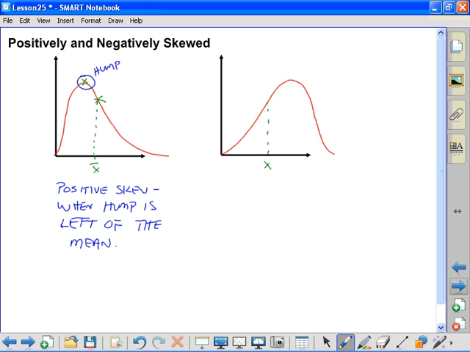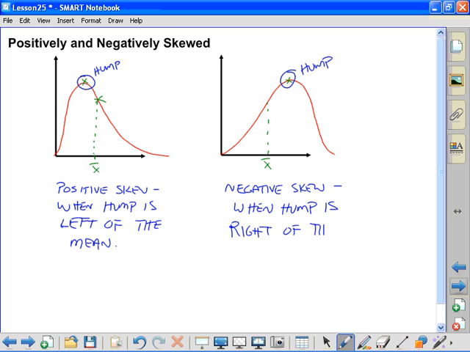Most of you have got that figured out, or what your expectation is there. Our hump is now to the right of the mean. So a negative skew is when the hump is right of the mean. There are your two types of skewing.